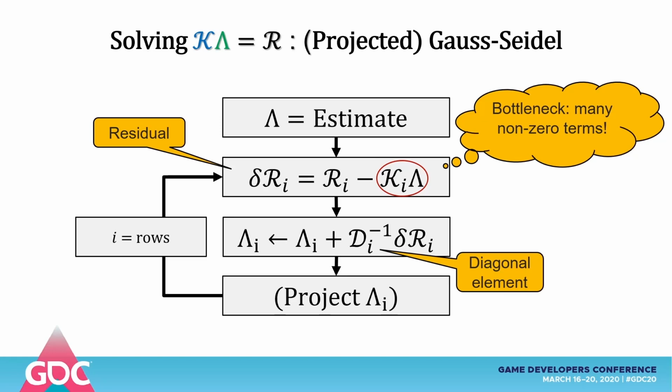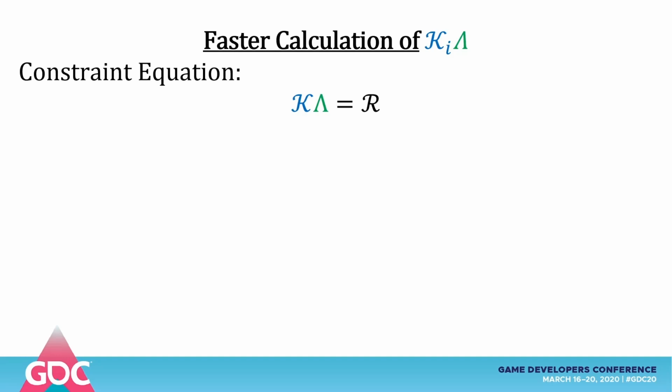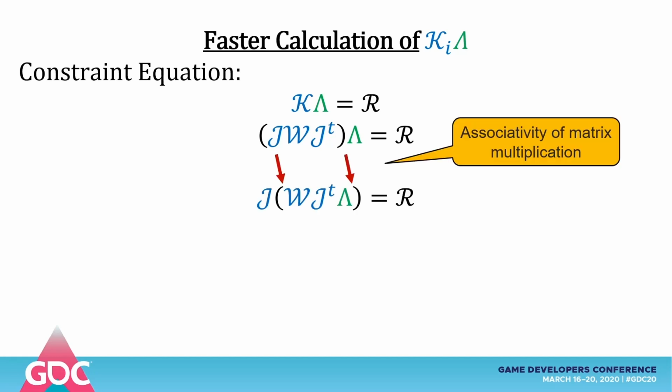It has an arbitrary number of non-zero terms. There is a better way to calculate the product ki times lambda. Let's go back to the constraint equation and write it in terms of the Jacobian and the inverse mass matrix. We can use the associativity of the matrix multiplication to isolate the Jacobian on the left side, and the product of the inverse mass matrix, Jacobian transpose, and lambda on the right side.